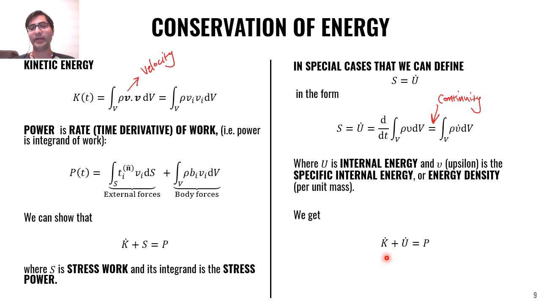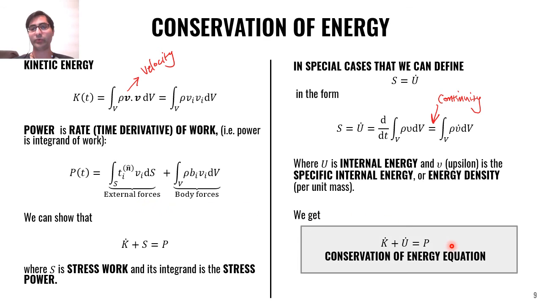As a result, we get K dot plus U dot is equal to P. The derivative of kinetic energy plus the time derivative of internal energy is equal to the power resulting from external forces and body forces. This is the conservation of energy equation.